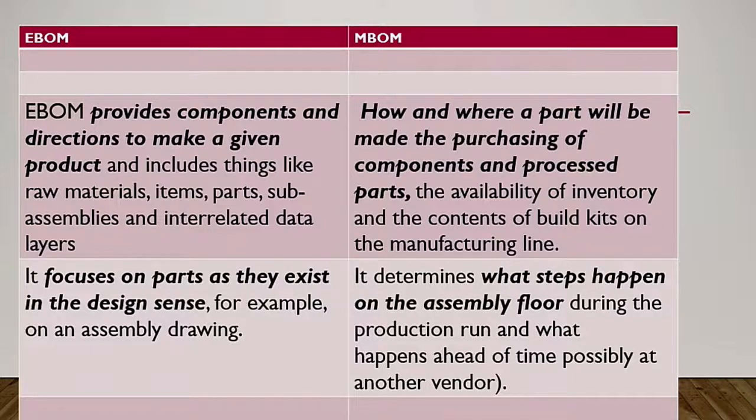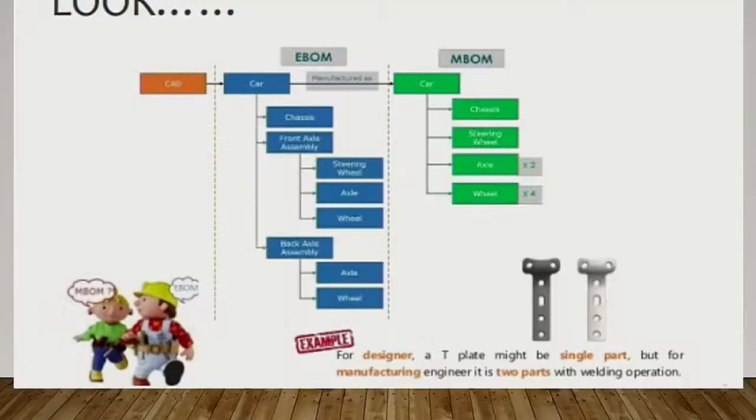Engineering bill of material will focus on the parts as they exist in the design stage. But the manufacturing bill of material will determine what steps happen on the assembling floor or the production floor. So these are basically the distinctions between the manufacturing bill of material and the engineering bill of material.